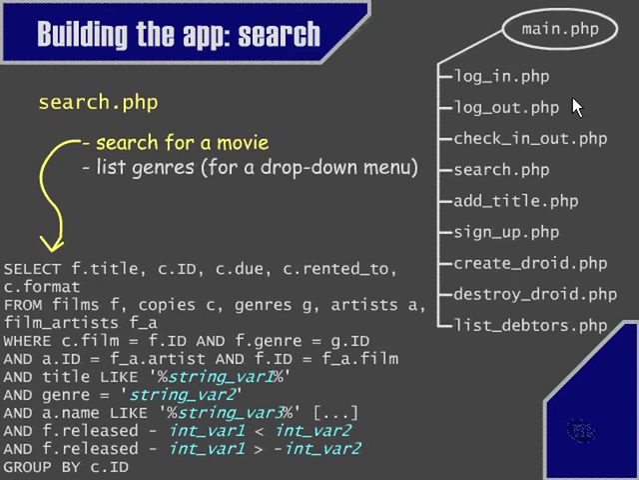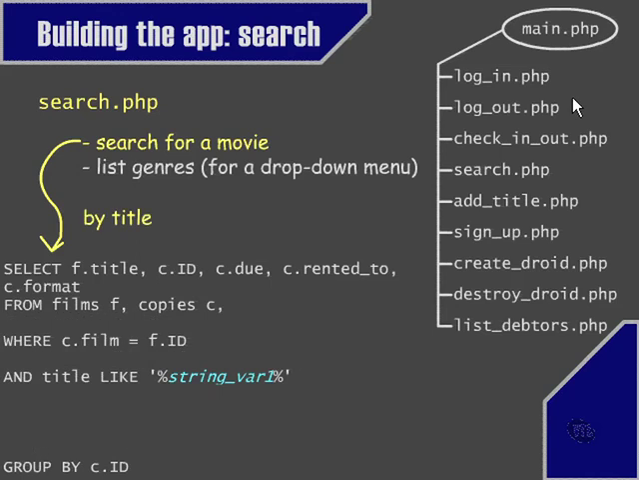So let's strip away the different parts and we'll see what different queries will be generated on the fly by our PHP script. If the customer asks to search by title, then the SQL query will search on the films table and the copies table. It will link the films table to the copies table by the film column in the copies table and by the ID column in the films table. The search criteria will be the string variable which stands for the particular part of the title that the customer has requested. So we're able to search for partial titles here.